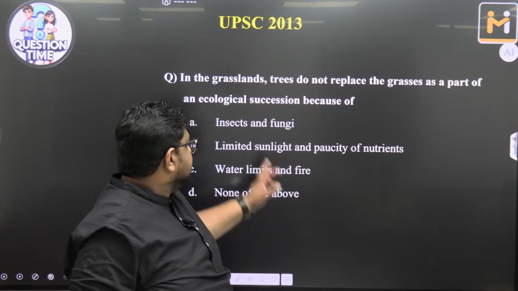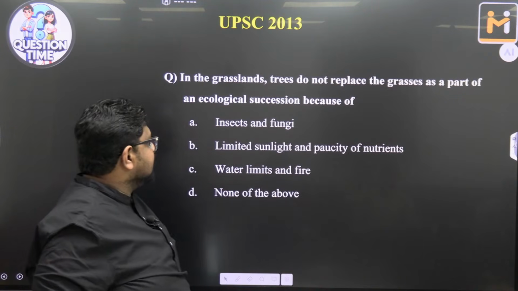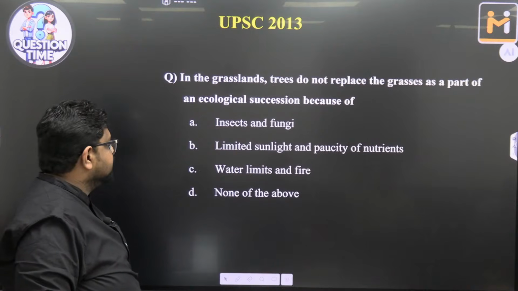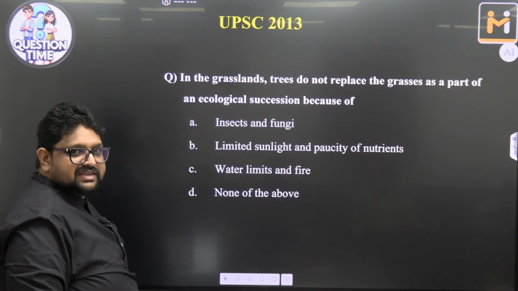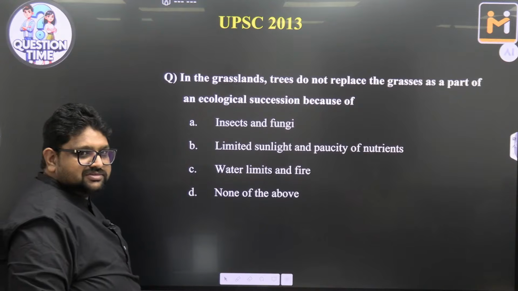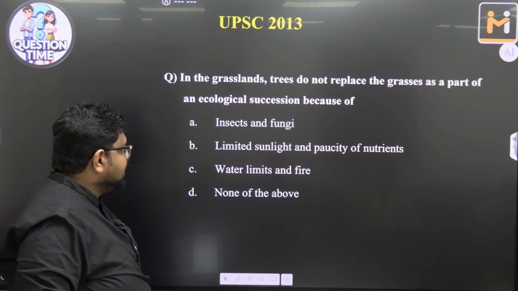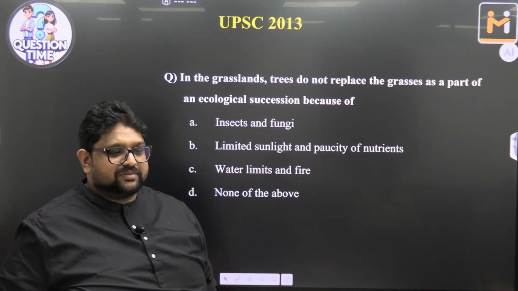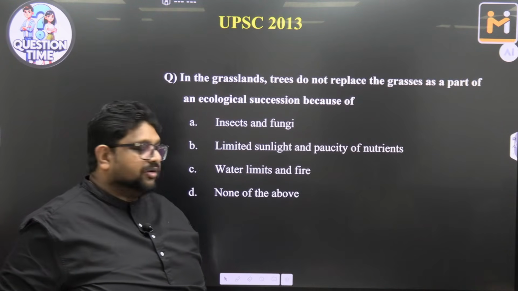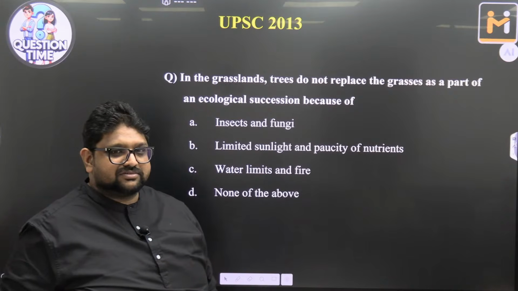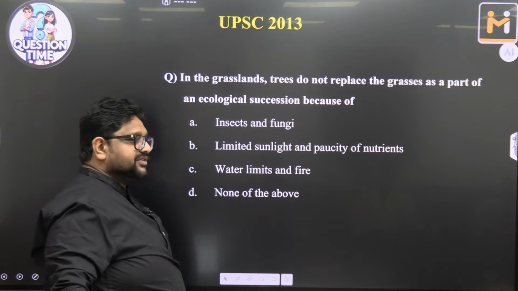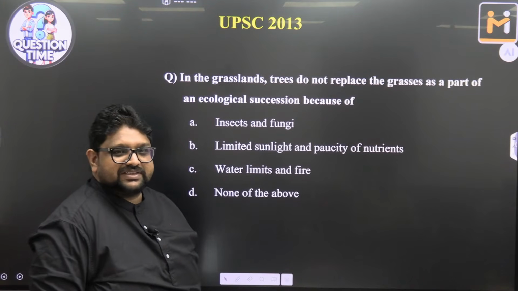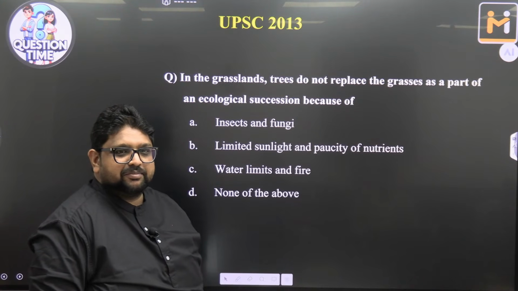Why? What is the reason? They do not replace the grasses as a part of ecological succession. Why? The reason. Who says A? Insects and fungus. B: Limited sunlight and paucity of nutrients. C: Water limits and fire. D: None of the above. This is a UPSC 2013 question. Who says A? B?